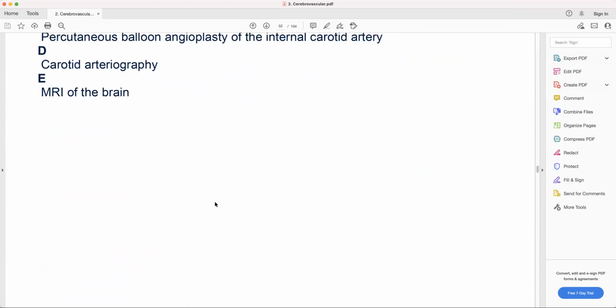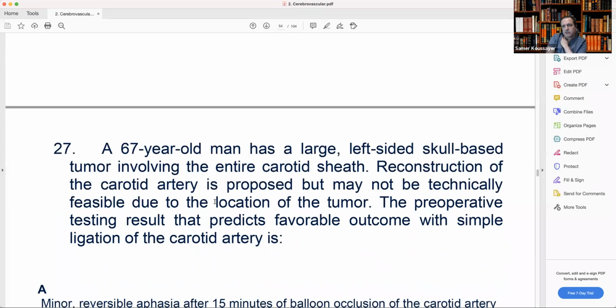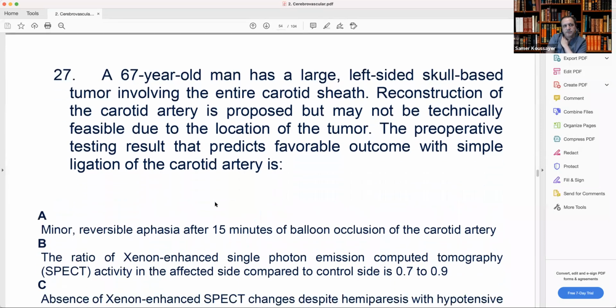Very good. All right, let's see where we are now. 26, 27. Let's go to Hamad.